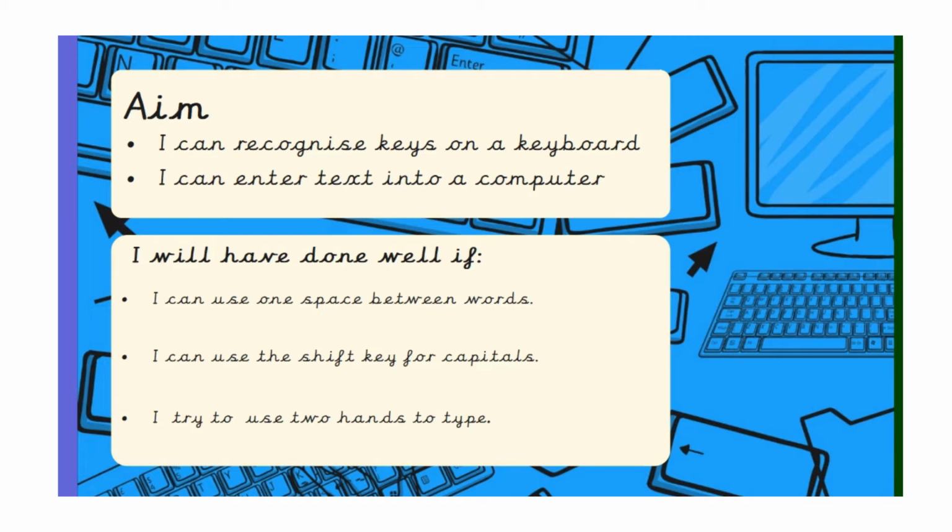So today our aim is to be able to recognise some keys on the keyboard, to be able to enter some text into a computer. And how will you know if you've done well? Well, you'll know if you can use a space between words, if you can use something called the shift key for capital letters, and if you try to use two hands. Now, your hands will be quite small at the moment. You're still very young, so don't worry too much about that. But it is a good idea to get into good habits. So it will talk about using two hands today, but don't worry too much about that.